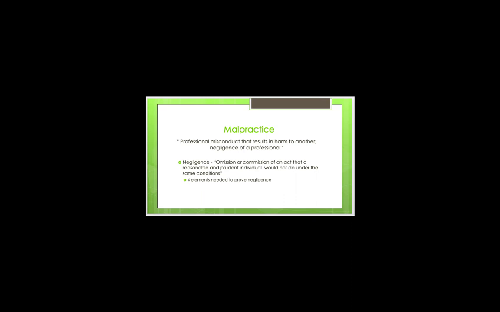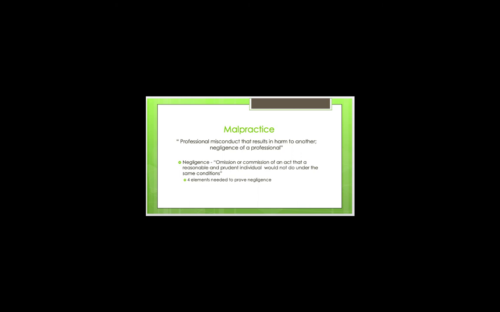Malpractice is a professional misconduct that results in harm to another person. Essentially, this is negligence that's committed by a professional. So remember, negligence is the omission or commission of an act that a reasonable and prudent person would not do under the same circumstances. So 4 elements must be proven in order for negligence to be present. Okay? For negligence to be present, these 4 elements must be present.